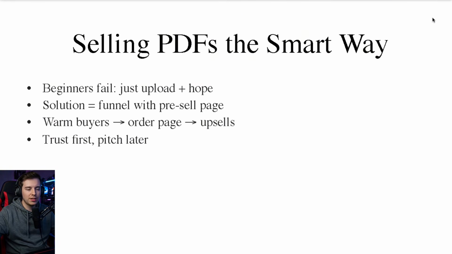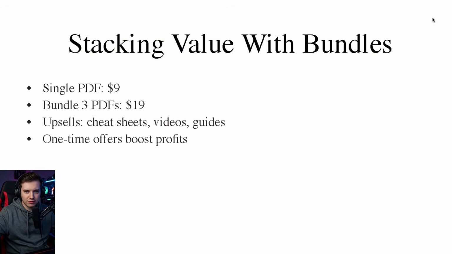Then comes the order page, and this is where the magic happens. I don't just sell one PDF, I stack the value. I'll offer bundle options, like one guide for $9 or 3 related guides for $19. I'll add upsells, maybe a companion cheat sheet, a bonus video walkthrough, or an advanced guide. I'll even add a one-time offer right after checkout.